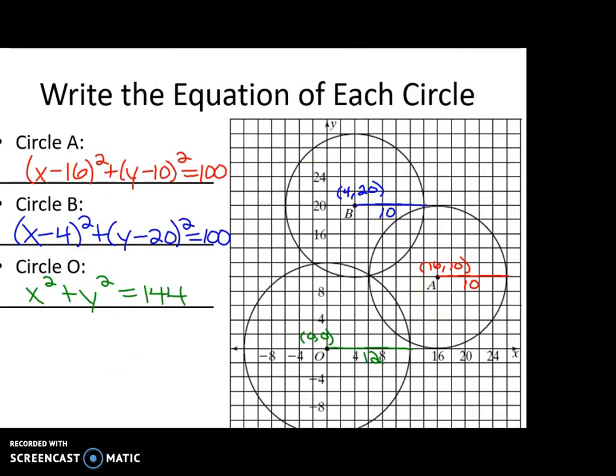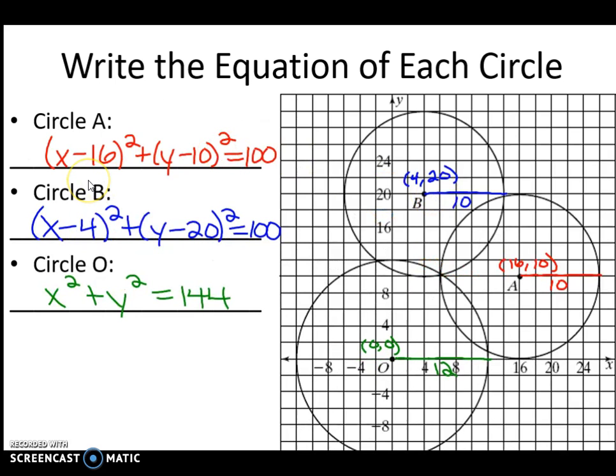Now, writing the equation of each circle by using the picture. Here you have circle A, which is right here. Circle B is right here. Circle C is right here. Basically you're going to write the radius and write the center and then plug it into the equation.